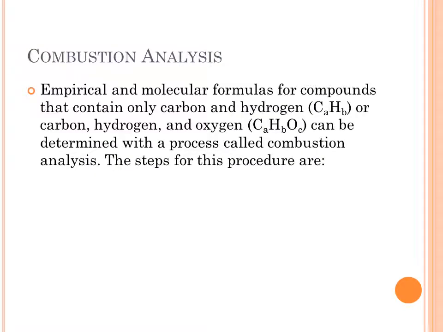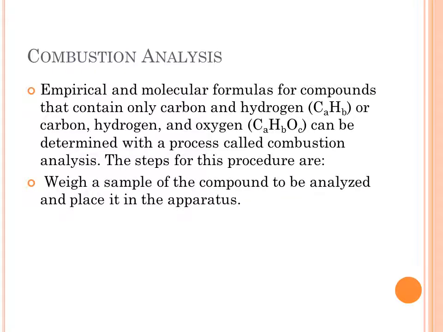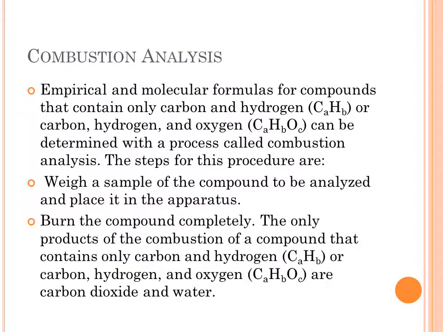Empirical and molecular formulas for compounds that contain carbon and hydrogen, or carbon, hydrogen, and oxygen can be determined with a process called combustion analysis. The steps are: you weigh the sample of the compound to be analyzed and place it in the apparatus. You burn that sample completely, and the products of combustion of a compound that contains only carbon and hydrogen, or carbon, hydrogen, and oxygen, are simply carbon dioxide and water.